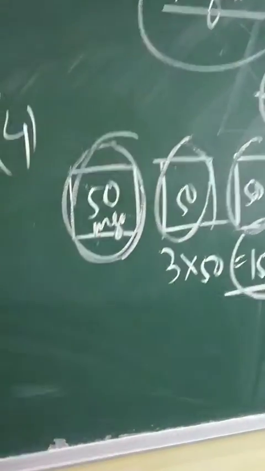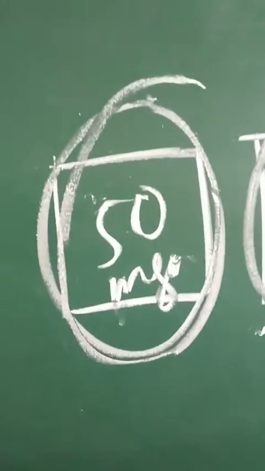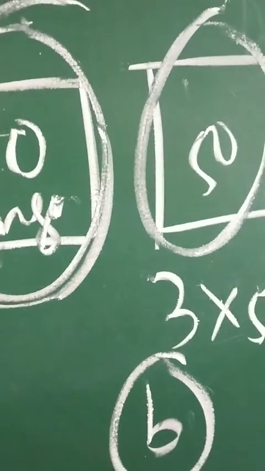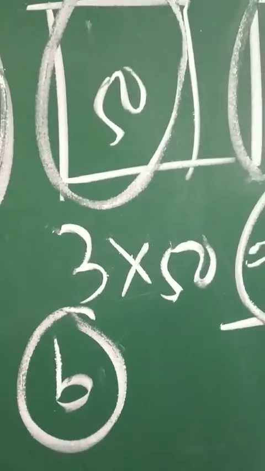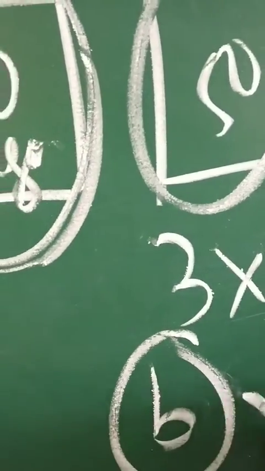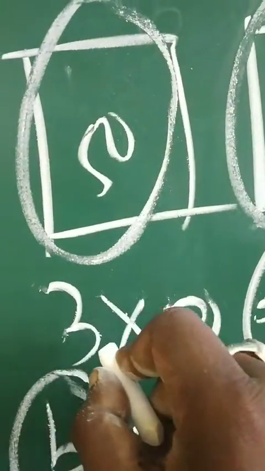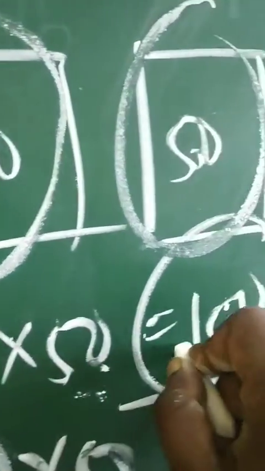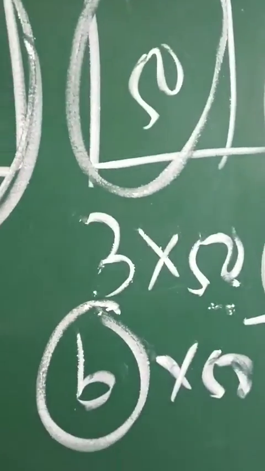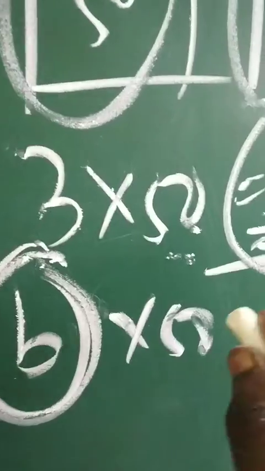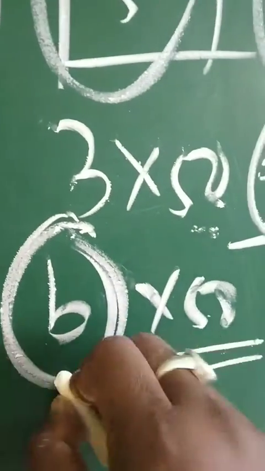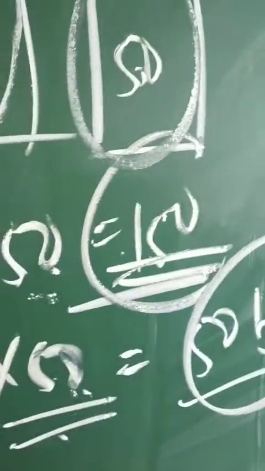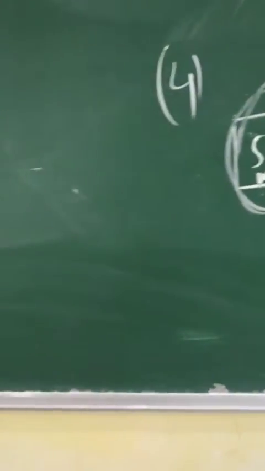Now the question comes to our mind: suppose we have B number of boxes. We don't know how many boxes there are, and each box contains 50 mangoes. So how many mangoes are there in total, children? B into 50. Just as we multiplied 3 into 50 and got 150, similarly, if there are B boxes and each contains 50 mangoes, the total is B into 50, resulting in 50B. This is how we have to deal with this kind of question, children.